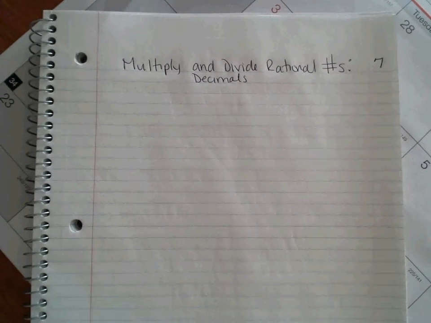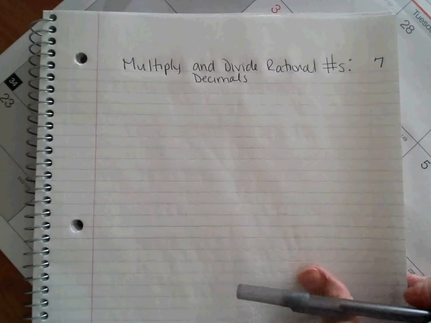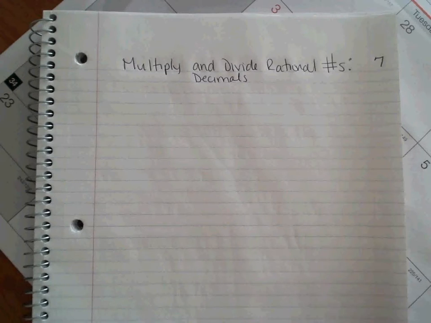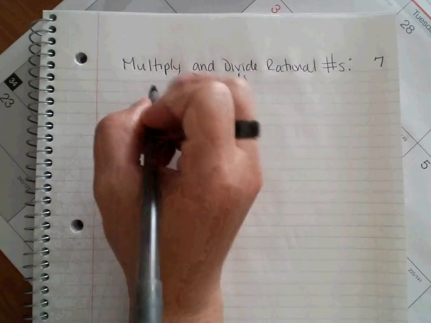Hey guys, today we're going to talk about multiplying and dividing rational numbers, especially with our decimals. Remember, rational numbers are negative or positive numbers that have a decimal, fraction, or whole number. Today we're going to focus on our decimals. We need to make sure that we remember that we use the same rule.